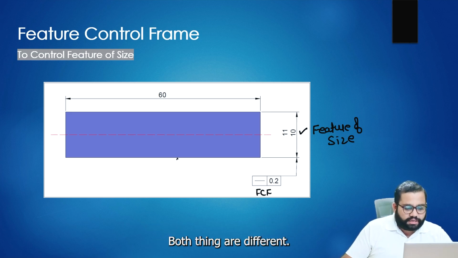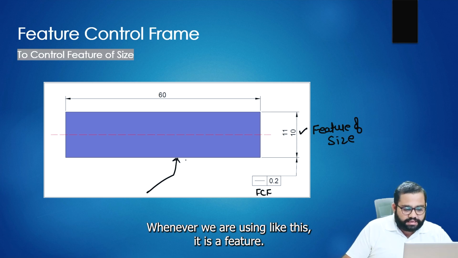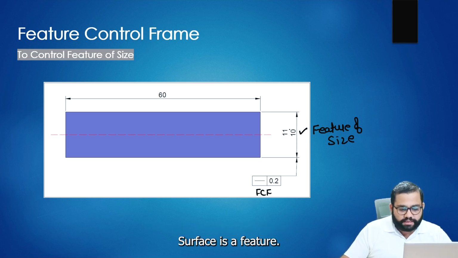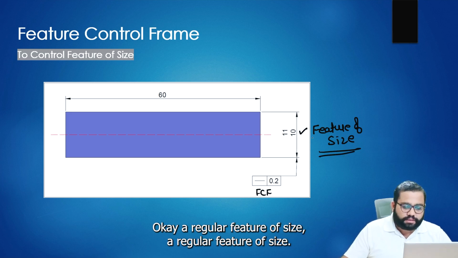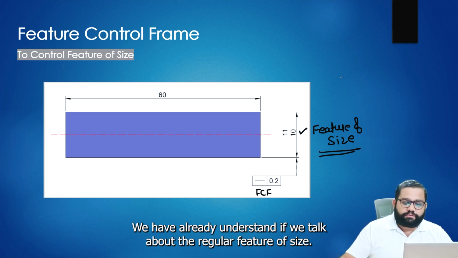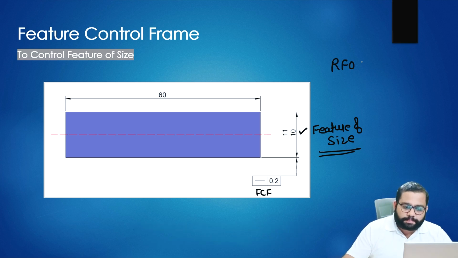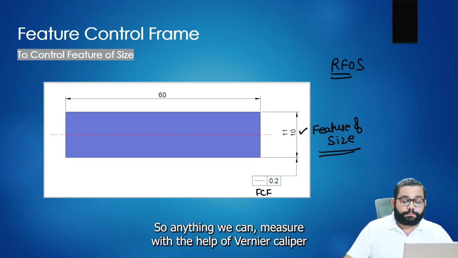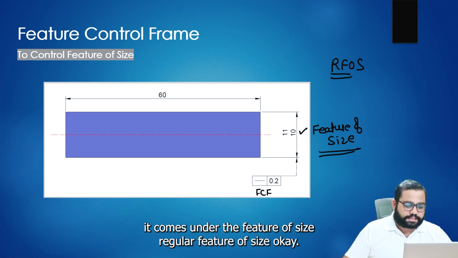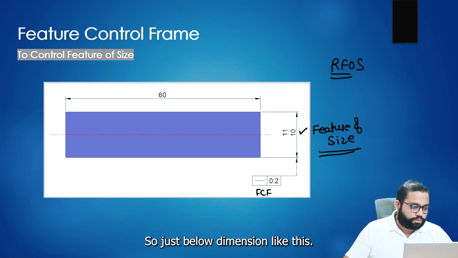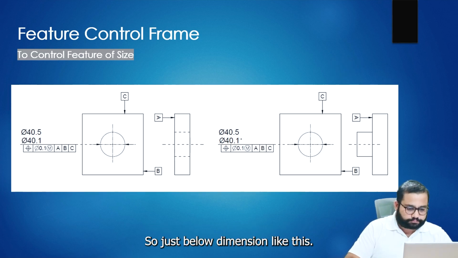Both things are different. Whenever we use it like this, the surface is a feature, and these dimensions are called the feature of size. Regular features of size and irregular features of size we have already understood. Anything we can measure with a vernier caliper comes under the regular feature of size. So it goes just below the dimension like this.